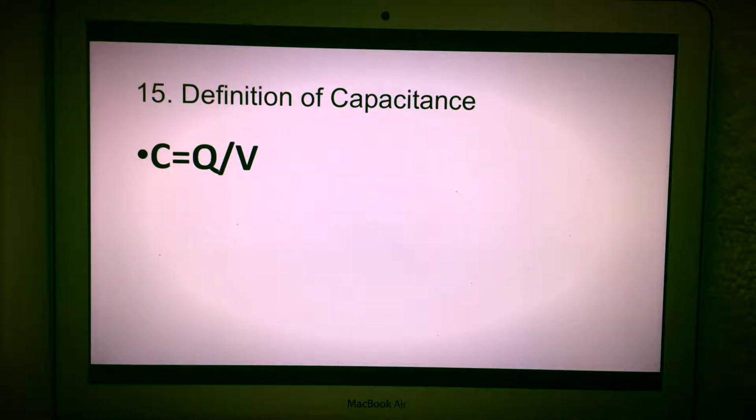Number 15, the definition of the capacitance. The formula is C equals Q over V. So it's the charge per potential, divided by voltage.